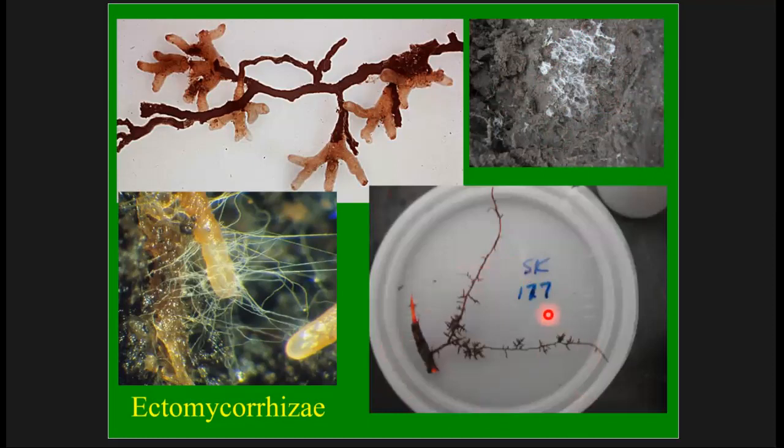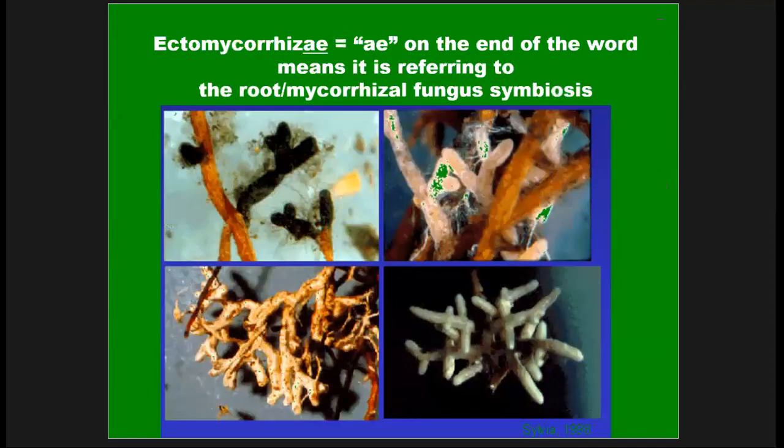And then this lower image is looking at roots that have been well excavated. All the soil has been removed. And again, if you look very closely at these smaller lateral roots, you can see that many of them look thicker. They have that Y-shaped pattern. That's all indicative of an ectomycorrhizal relationship.